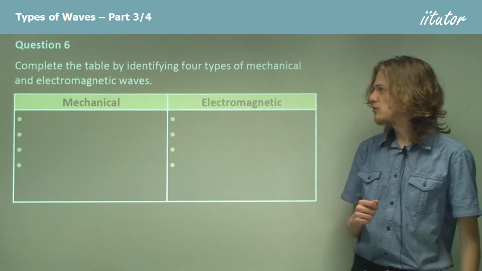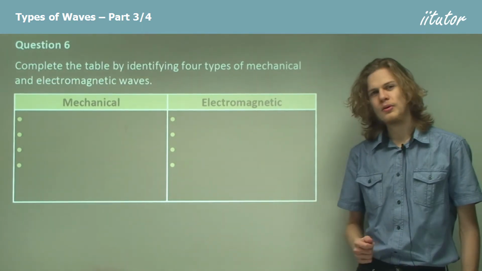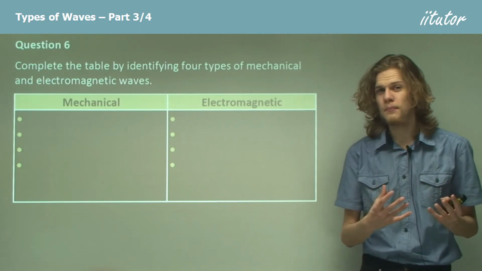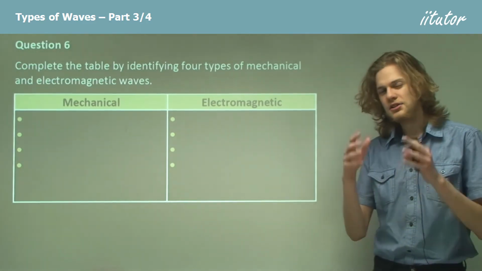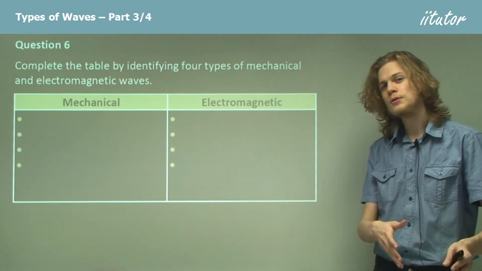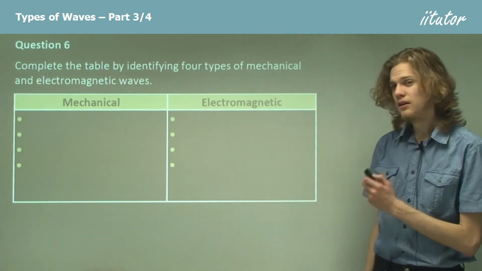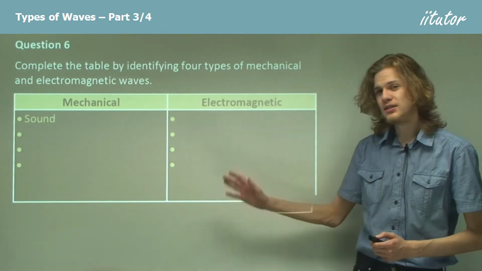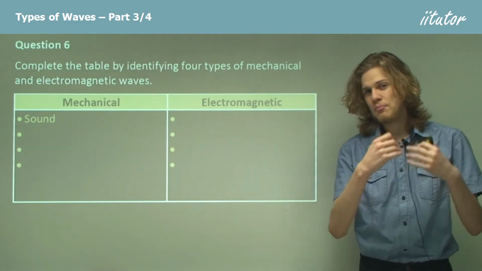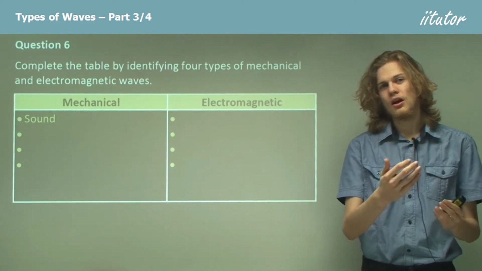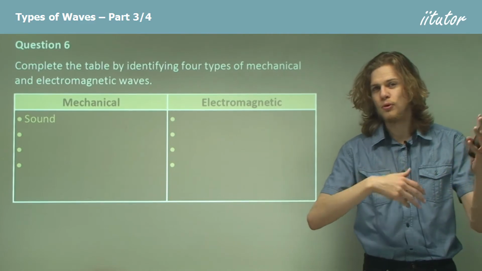Identify four types of mechanical and electromagnetic waves. Well, let's do the mechanical waves first, shall we? So mechanical waves are waves that travel through a medium by means of the particles inside the medium vibrating, and each vibration of a particle will cause the particle next to it to vibrate due to contact forces. So in this case, we can look at things like sound, which is air particles vibrating back and forth and knocking the air particles next to them. And those will vibrate back and forth and therefore hit the particles next to them. And so the disturbance will propagate outwards.